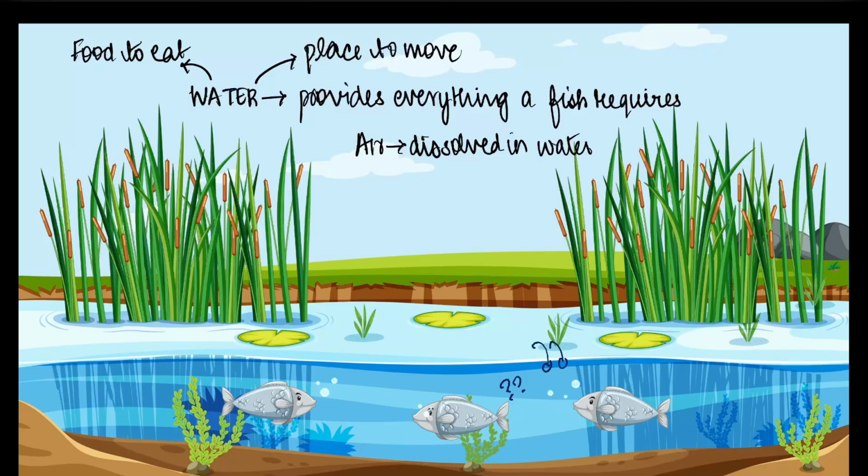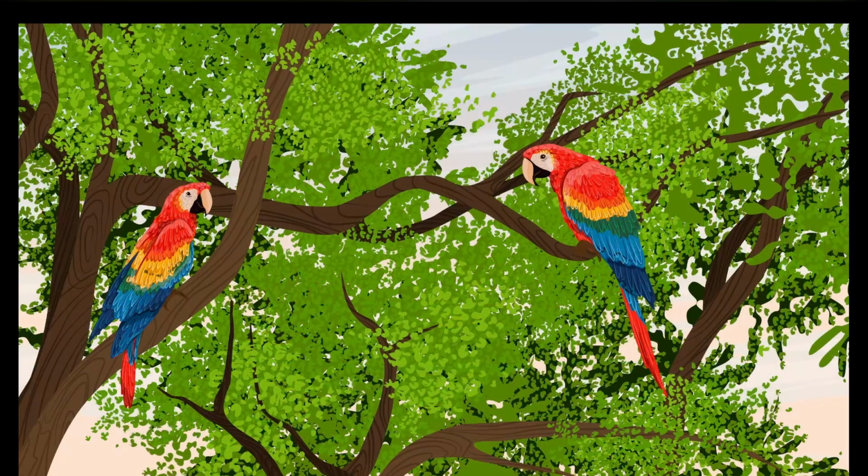Similarly, when you look at birds, we find them in trees not because they like the view, but because trees give them shelter, a place for them to build their nests, and insects which they can eat. So every living organism chooses its habitat based on what helps it survive best.